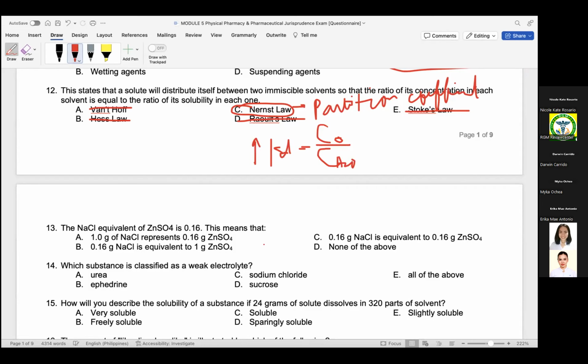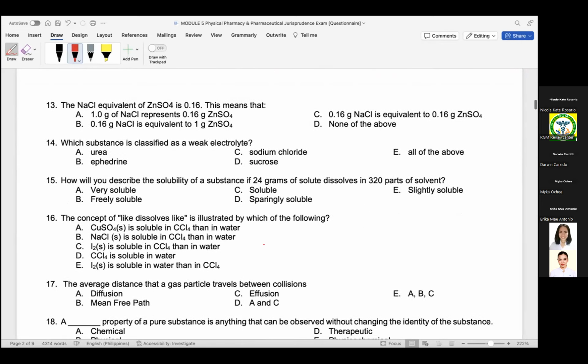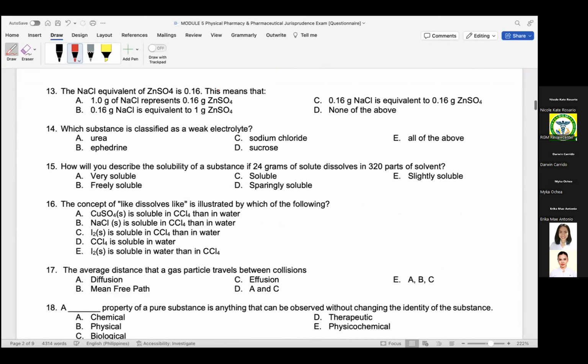Okay? Next, number 13. The sodium chloride equivalent of zinc sulfate is 0.16. This means that A, 1 gram of sodium chloride represents 0.16 gram of zinc sulfate. B, 0.16 gram of sodium chloride is equivalent to 1 gram of zinc sulfate. Or C, 0.16 gram of sodium chloride is equivalent to 0.16 gram of zinc sulfate, or none of the above.